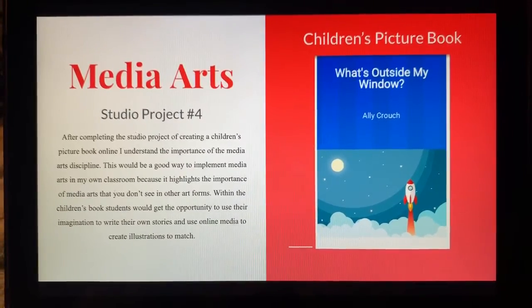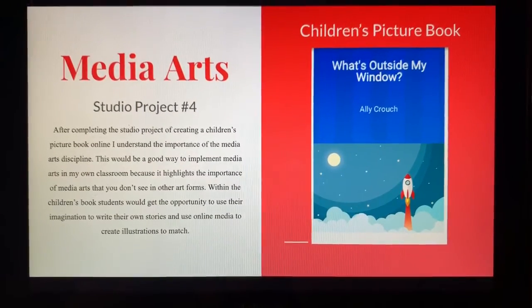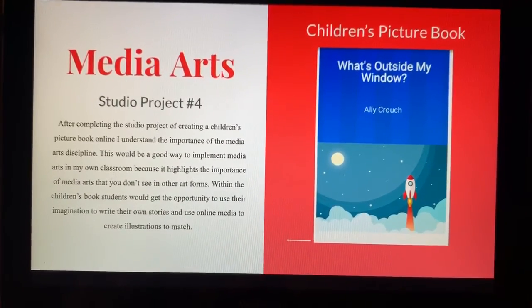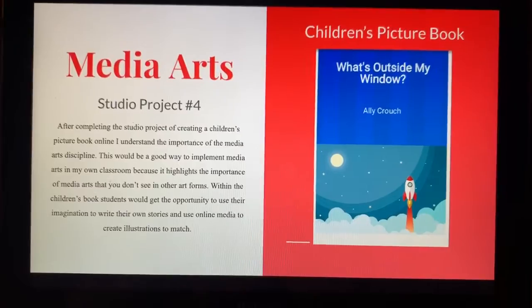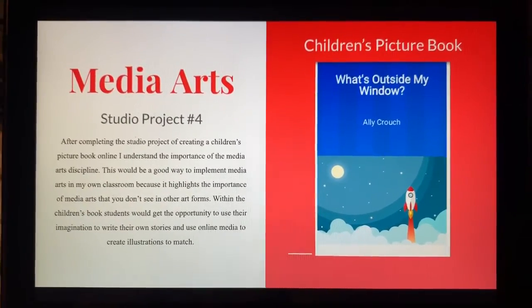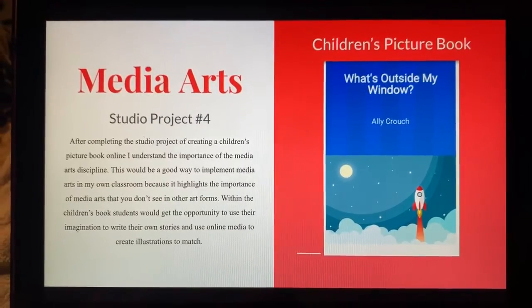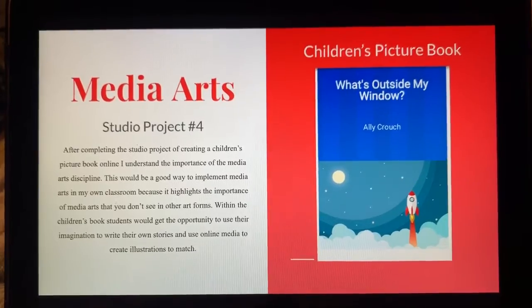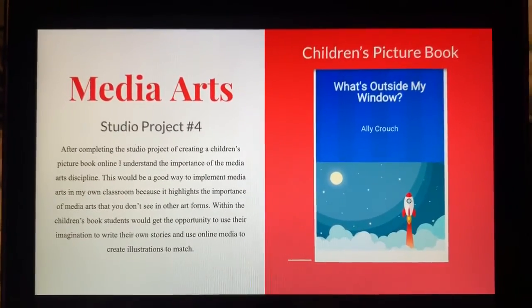The children's books would allow students to use their own imagination to write their own stories and then search the online media to create their illustrations to match. For many students, they may not have ever worked with these media arts forms using online illustrations, so this could be a new outlet for them and would be a perfect introduction into media arts in the classroom.